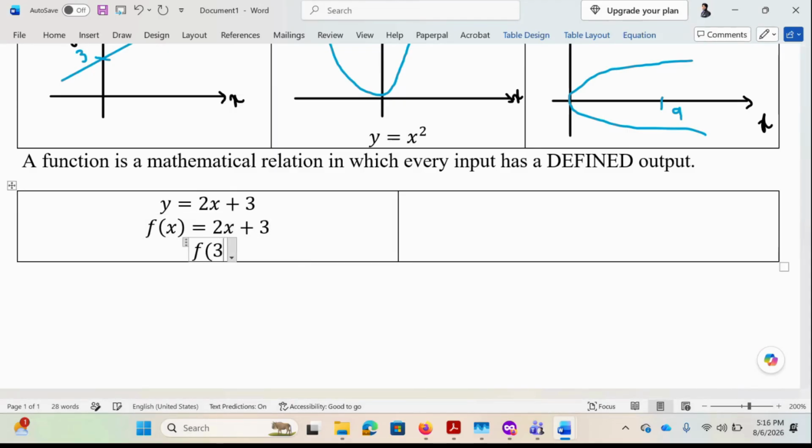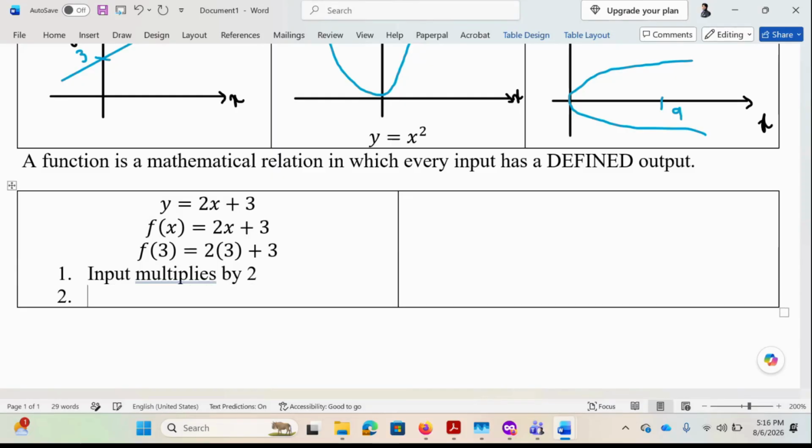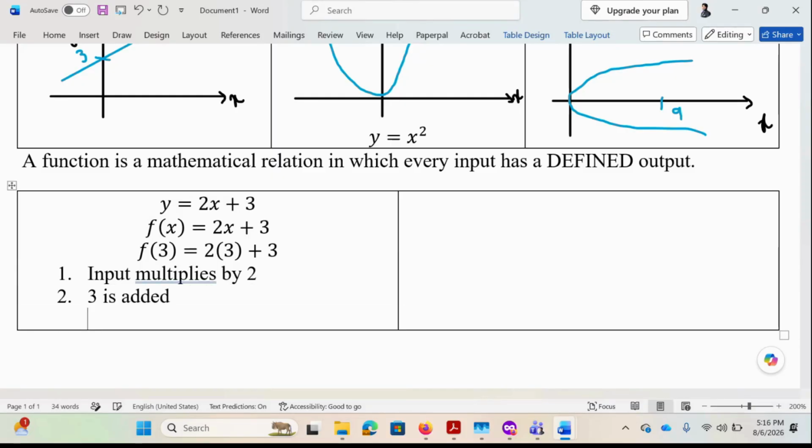Whenever you plug in any value of x over here, what operations do you do on that? For example, if I ask you f of 3, so 2 times 3 plus 3. So be careful with the operations. If I ask you the sequence of operations, you will tell me that the input multiplies by 2 and then 3 is added and then I get my output. Is that right? Be careful with these operations because students generally have trouble with function transformations who are not clear about the sequence of operations. Is this clear? So these are the two operations and they are happening in this sequence on every input in this function. Does this make sense?